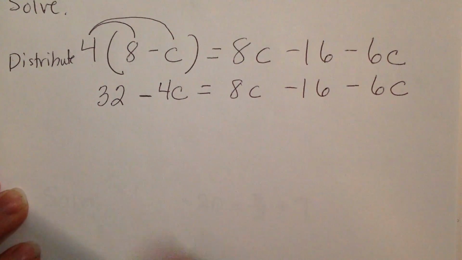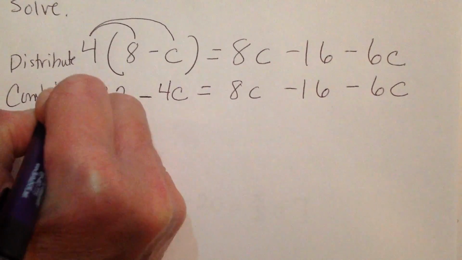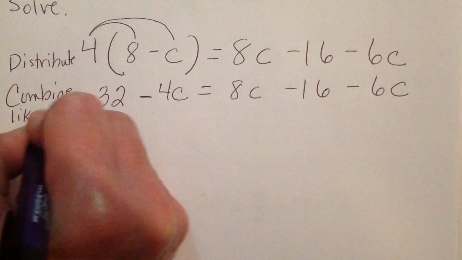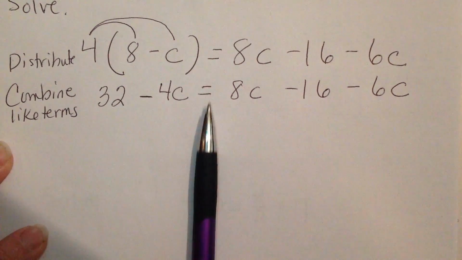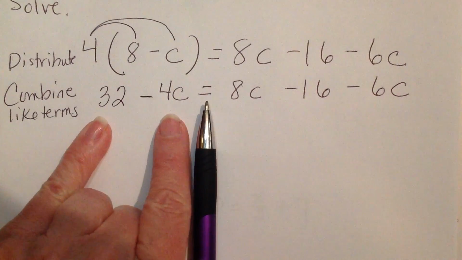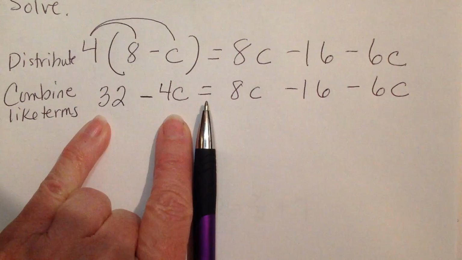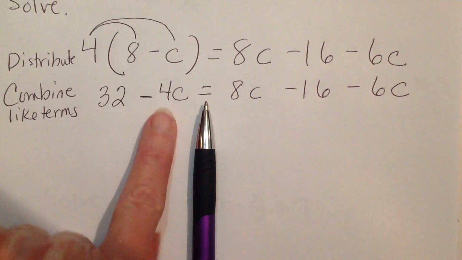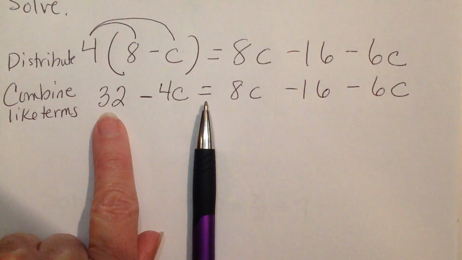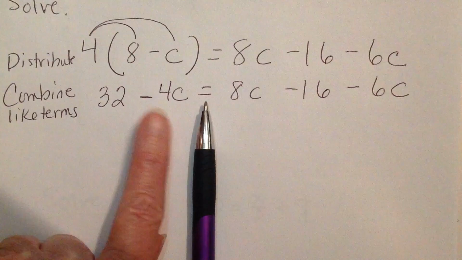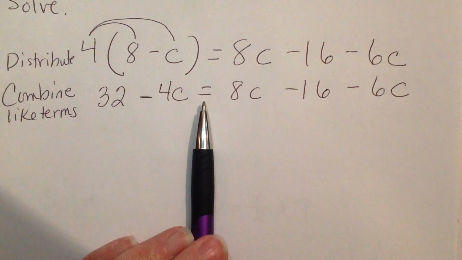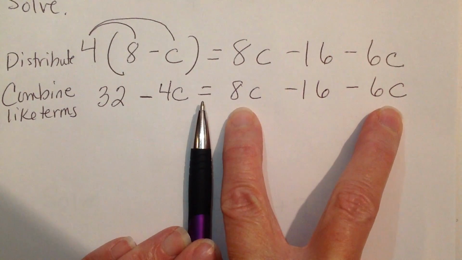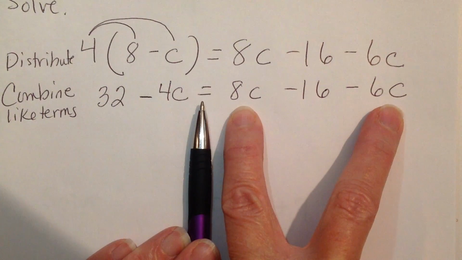The next step in this problem is to combine. After you distribute, you always try to combine like terms on each side of your equal sign. Now, here's my equal sign in the middle. When I look at these two terms, they're not like terms. They're unlike terms. One is a constant, one is a variable term. You can never add a constant, which is just an integer, to a variable term that contains a variable. They're unlike terms. We cannot add them. But over on the right-hand side, I have two C terms that I can combine.